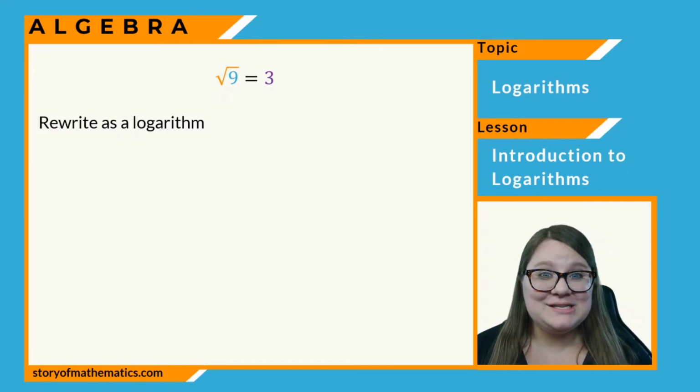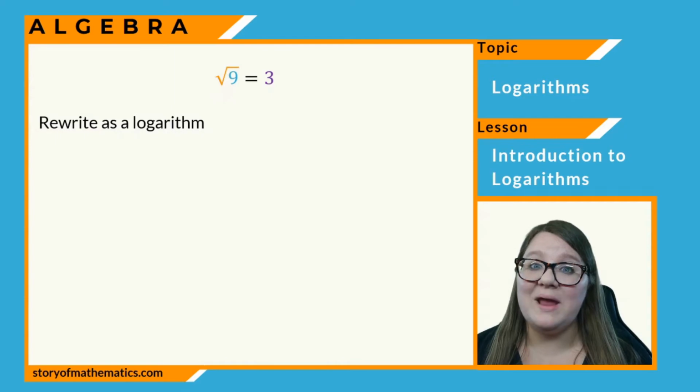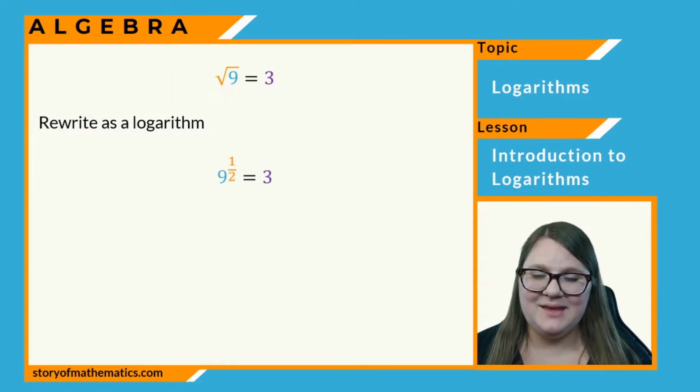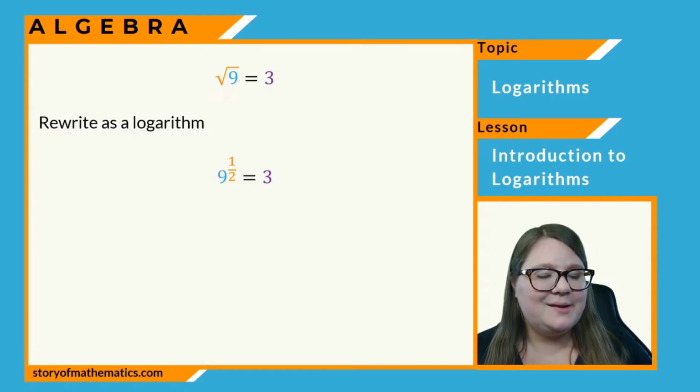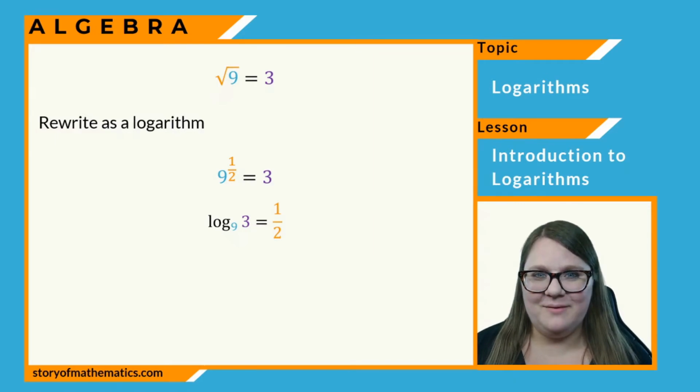Well, the first thing I need to do is write square root of 9 in exponential format. So a square root is the same thing as raising something to the 1/2. So I can write this as 9 to the 1/2 equals 3. Now, because the base of the exponent is 9, that's going to be the base of my logarithm. Log base 9 of the other side is 3. So log base 9 of 3 equals 1/2.